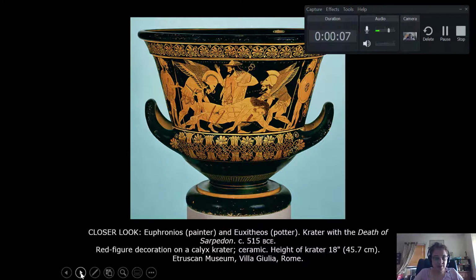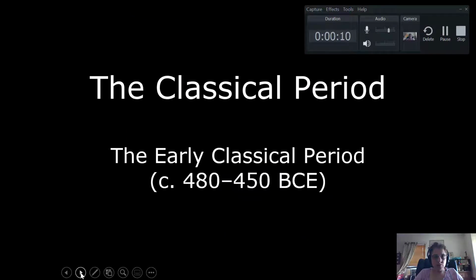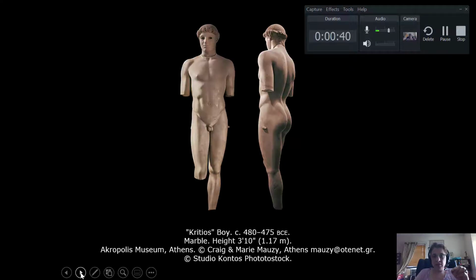Okay, so the next thing we're going to do is look at the classical period, and the early classical period dates from circa 480 to 450 BCE. The classical period is like the pinnacle of Greek art. This is where the majority of the art that we think of as Greek is coming from. So we'll see some really important developments in this period, the first one being the term contrapposto, which I will explain in just one second.